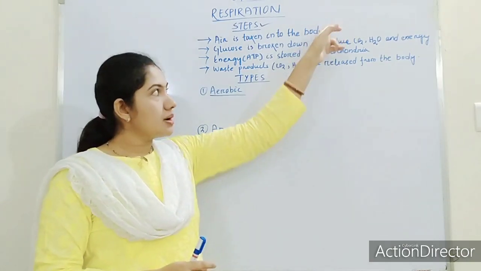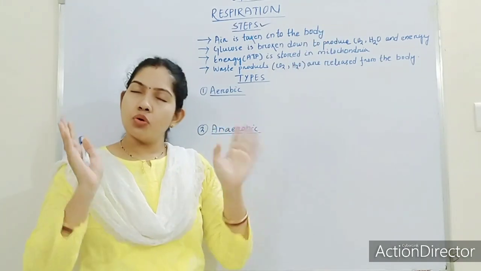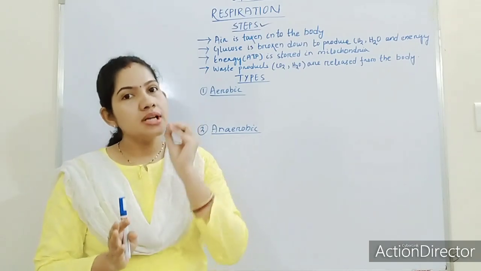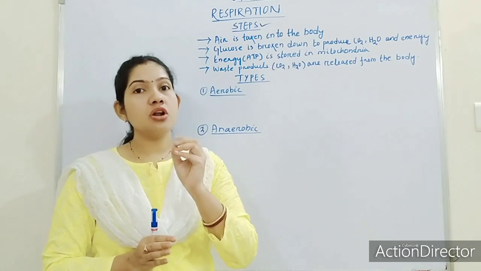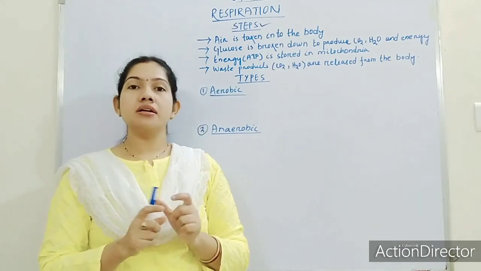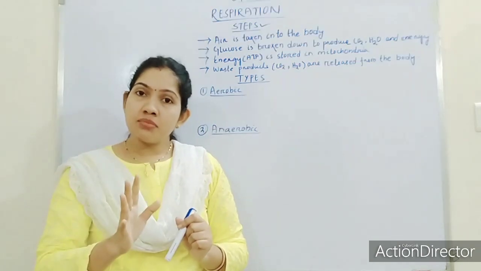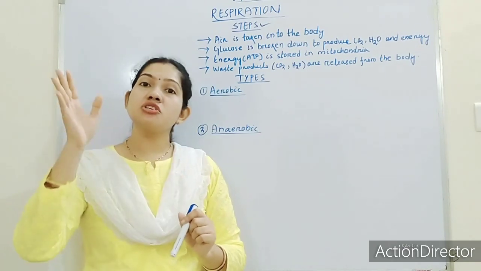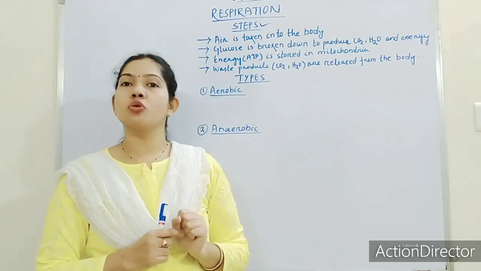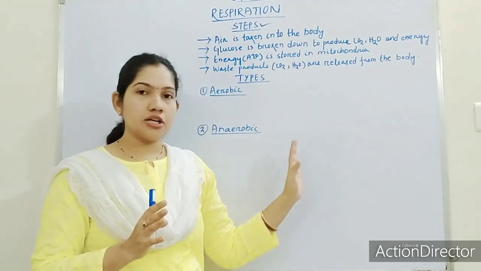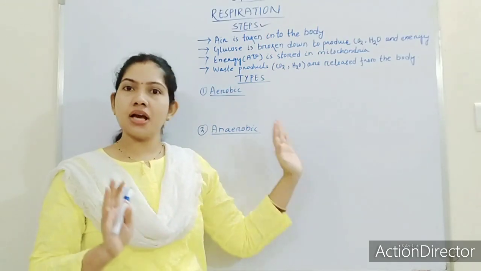Okay, so this is all about the steps in respiration, both in plants and animals. Only the difference is animals have a special organ for respiration, that is the nose. But plants do not have a special organ. They generally undergo respiration through stomata. Okay, that we will discuss later on. By the ending of this topic, I will discuss that.